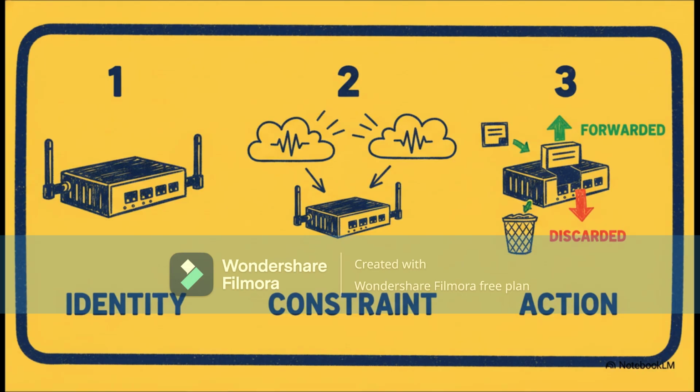Number 1, its identity. What is it? It's a network connectivity device. Number 2, its constraint. What's its main rule? It connects 2 networks with similar protocols. And number 3, its action. What does it do? It inspects signals and decides to either forward or discard them.